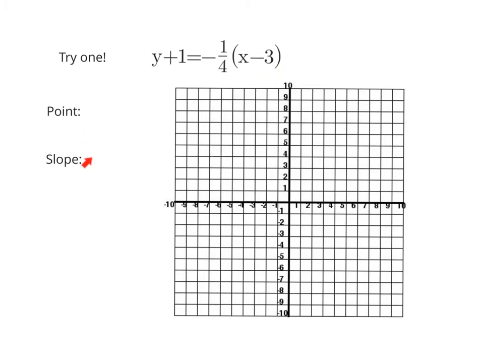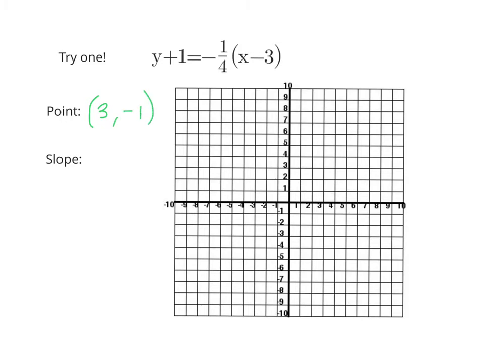Identify your point, identify your slope, and see if you can graph it from there. And then come back, push play when you're done, and we'll see how you did. All right, so you should have identified your point as being +3, -1.